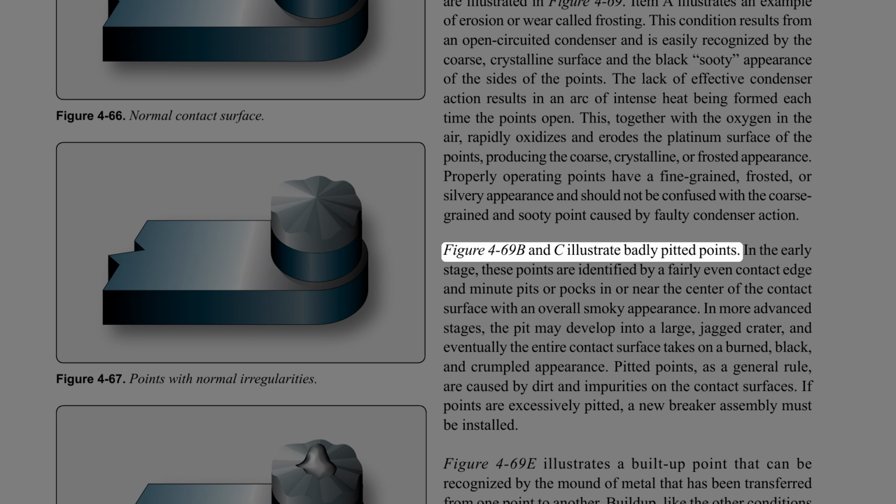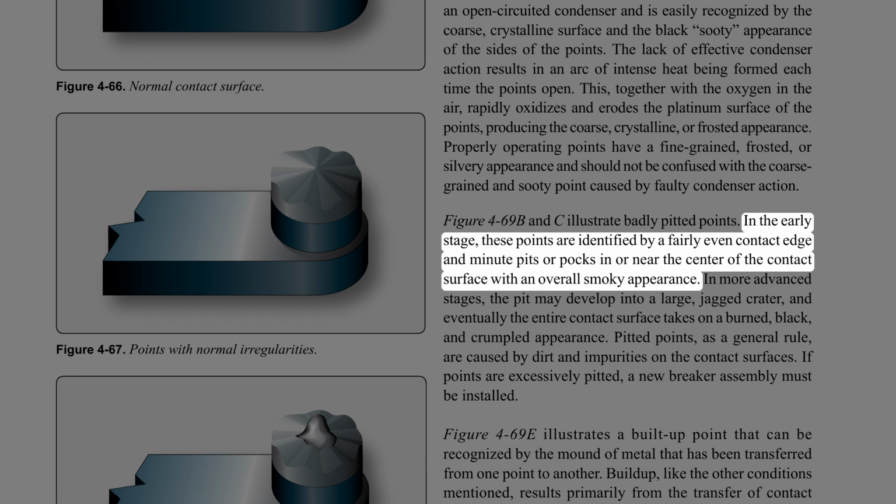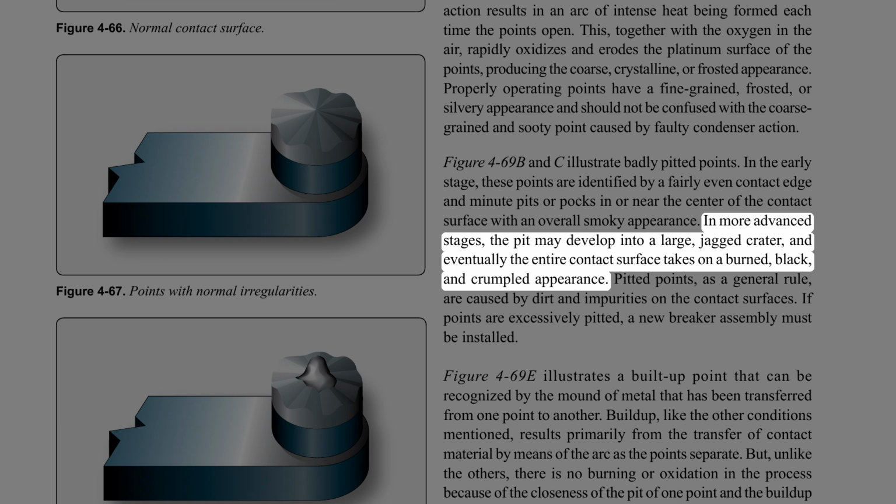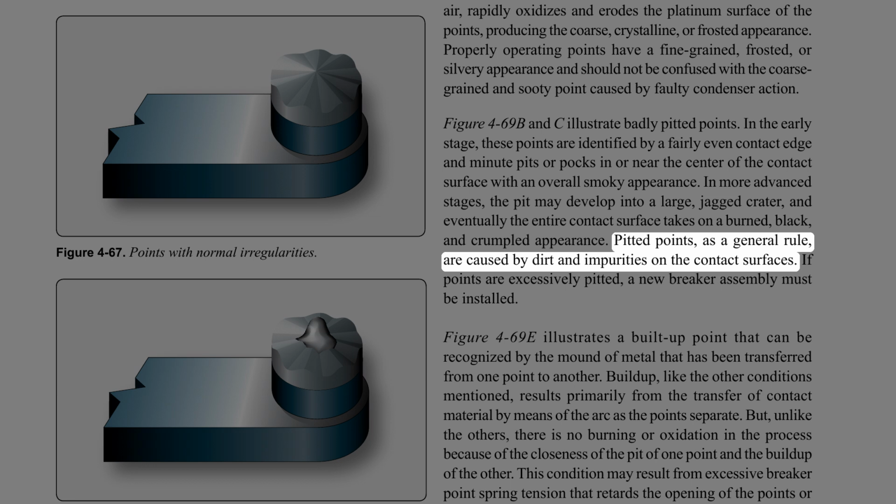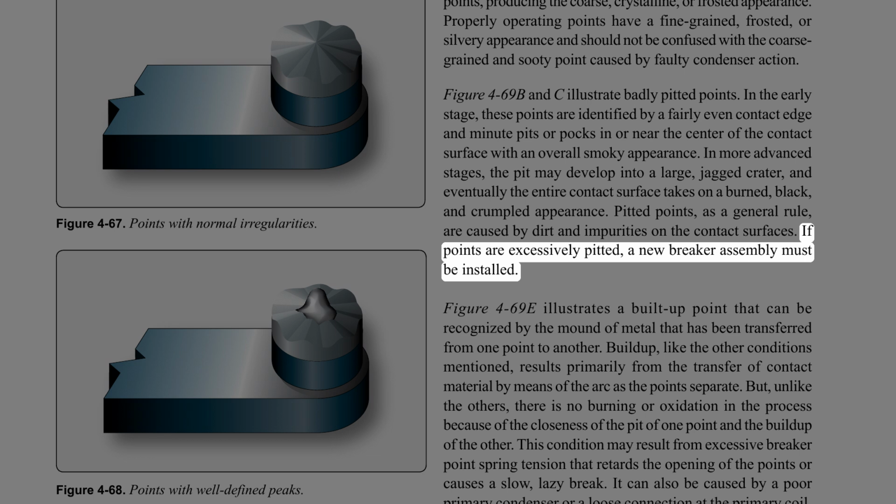Figure 4-69b and c illustrate badly pitted points. In the early stage, these points are identified by a fairly even contact edge and minute pits or pocks in or near the center of the contact surface with an overall smoky appearance. In more advanced stages, the pit may develop into a large, jagged crater, and eventually the entire contact surface takes on a burned, black, and crumpled appearance. Pitted points, as a general rule, are caused by dirt and impurities on the contact surfaces. If points are excessively pitted, a new breaker assembly must be installed.